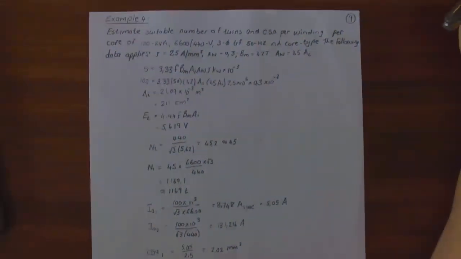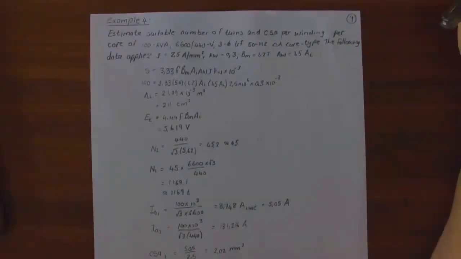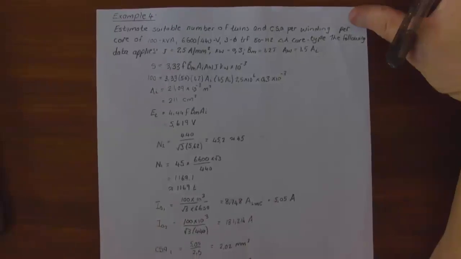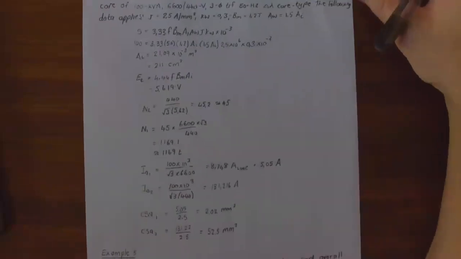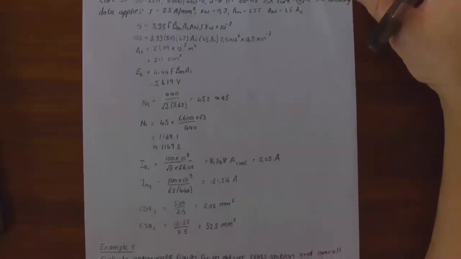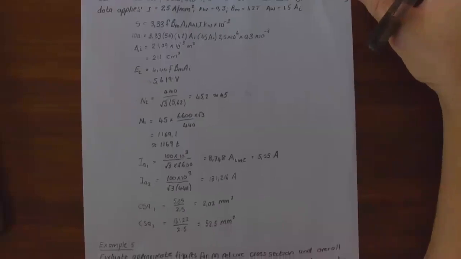Now, example 4, we must estimate the suitable number of turns and cross-sectional area per winding per core of a 100 kVA, 6600/440 volt 3-phase transformer, 50 Hertz, delta star, core type. Following data applies: 2.5 amps per millimeter square current density, window space factor 0.3, B max 1.2 Tesla, area of the window is 1.5 times the area of the iron.